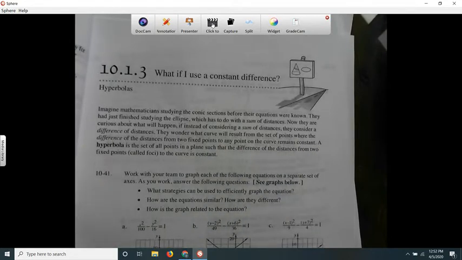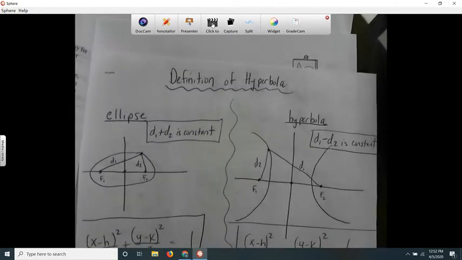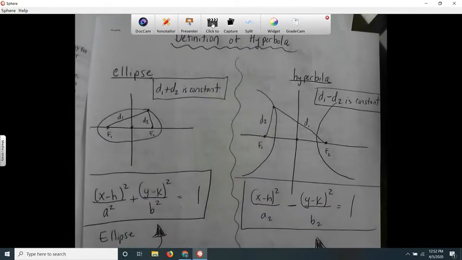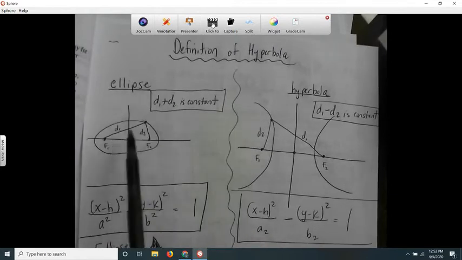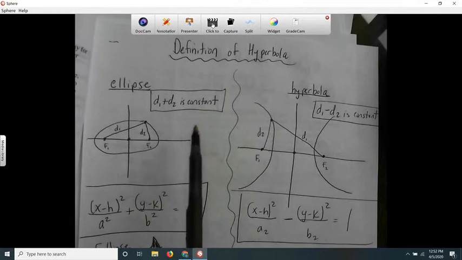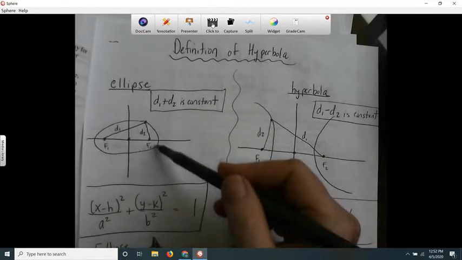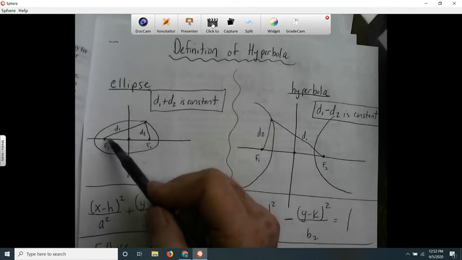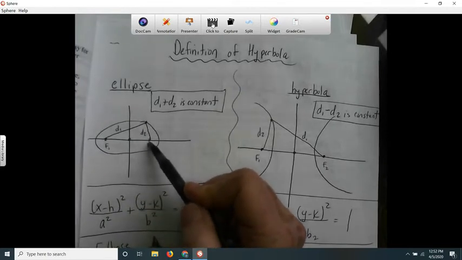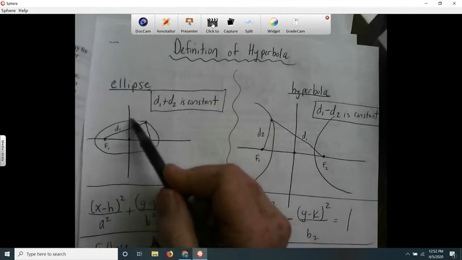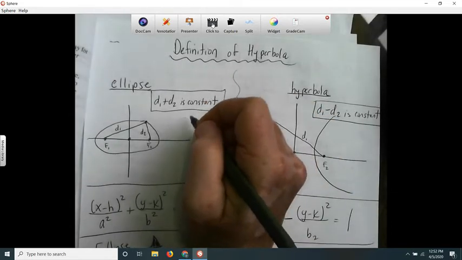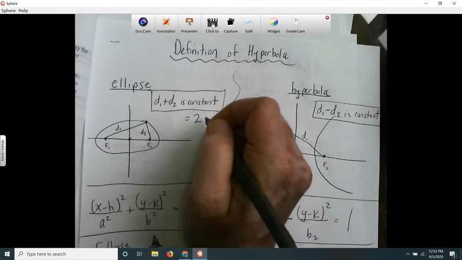A hyperbola is the set of all points in a plane such that the difference of the distances between two fixed points, called the foci, to the curve is constant. So I'm going to remind you what we learned about the ellipse. We just did the ellipse in our last lecture, and I even had that thing made out of string, and we found out that this distance plus this distance anywhere around the ellipse is a constant, and the constant is actually 2 times a, by the way.